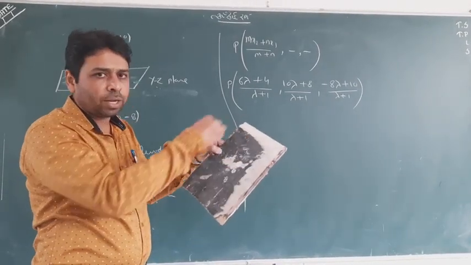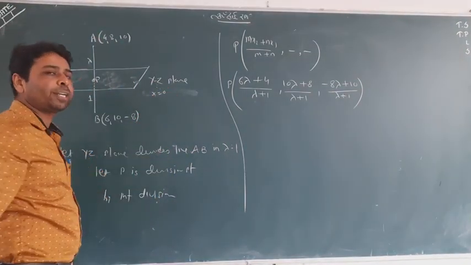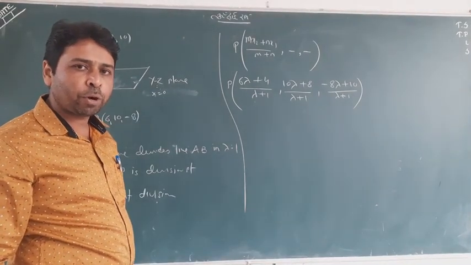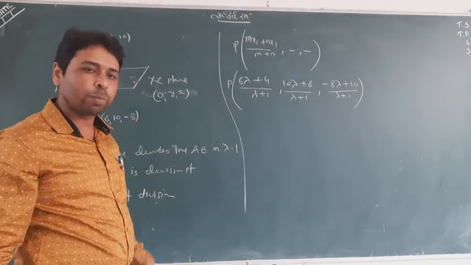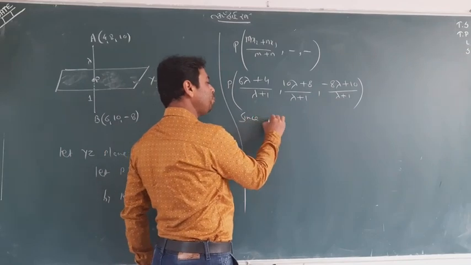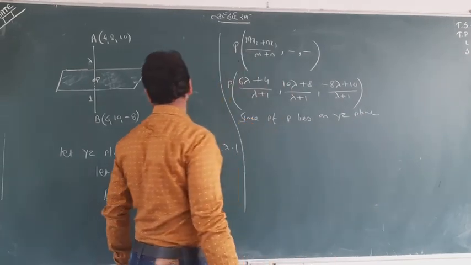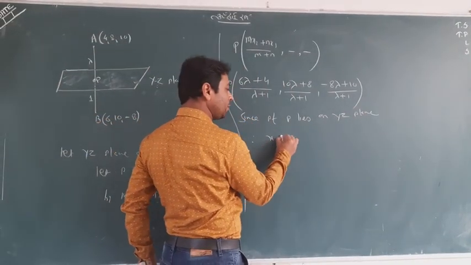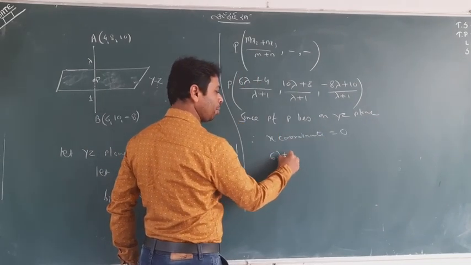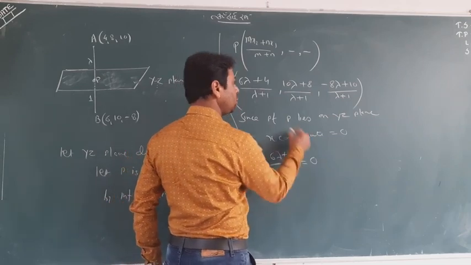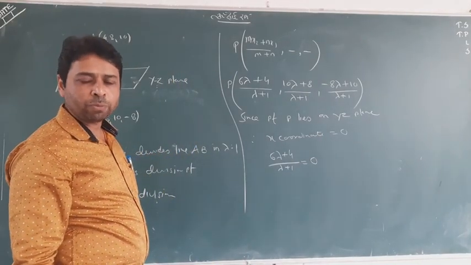So this point is lying on the yz plane, and you should know that on the yz plane the x coordinate will be 0. I taught you yesterday the nature of any point lying on the yz plane, where x will be 0, y will be something, z will be something. So I write here: since point P lies on the yz plane, the x coordinate will be 0. The x coordinate is (6 lambda + 4) upon (lambda + 1), and it equals 0, because P lies on the yz plane.